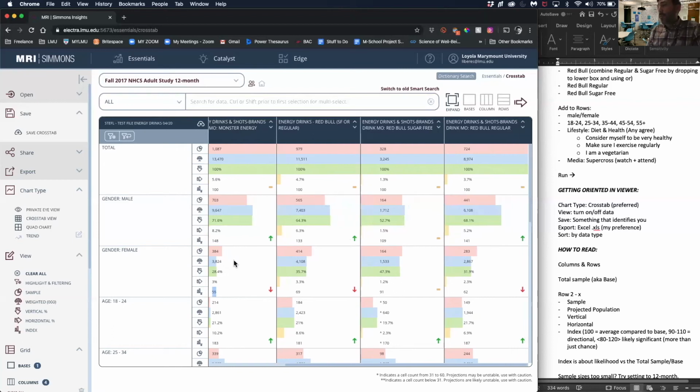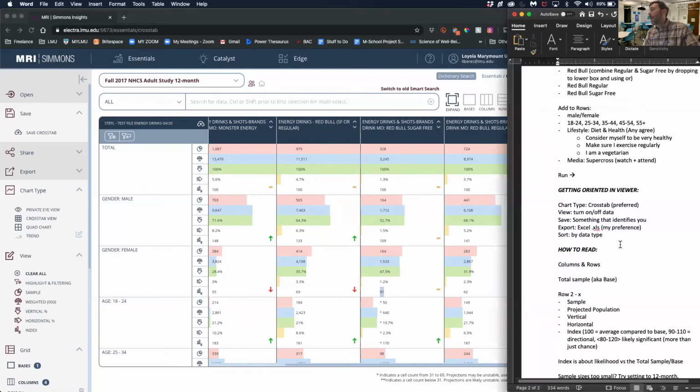If you look across the board here, what you'll see is this index for sugar-free gets a lot higher. So you could almost say that women drink Red Bull sugar-free about the average amount as the average American. Women are 9% less likely than the average American to drink sugar-free. The rule of thumb is this.